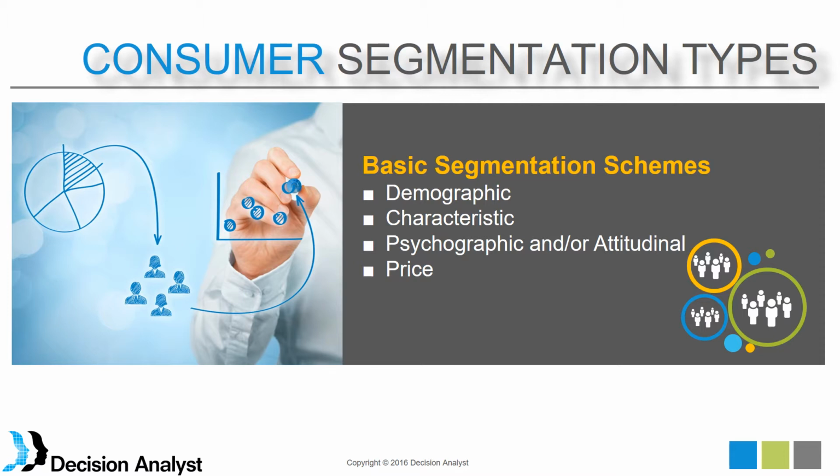The first one, of course, we've talked about: demographic segmentation based on factors such as income, revenue, gender. We have characteristic segmentation. So this is based on a unidimensional aspect of a consumer. A good example of this is a disease state, such as patients who live with type 2 diabetes.